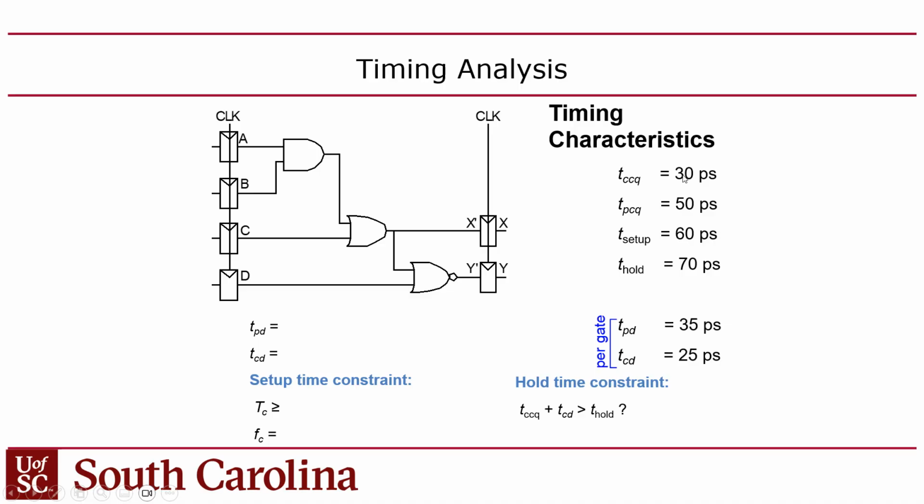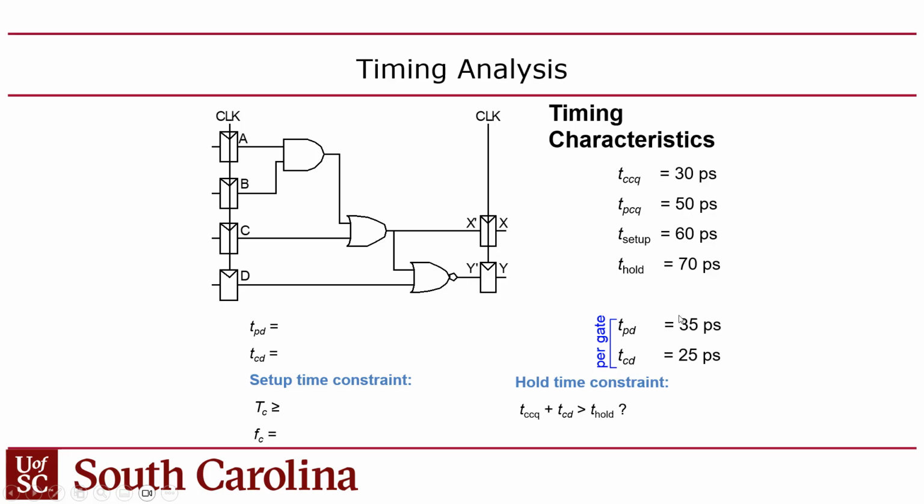Anyway, so for this particular FPGA, we have TCCQ is 30 picoseconds. This is the contamination delay, and TPCQ is the propagation delay. Again, these are for the flip-flops. The propagation is 50. So again, the flip-flop is going to change its output between 30 and 50 picoseconds. The T setup is 60 picoseconds. The T hold is 70 picoseconds.